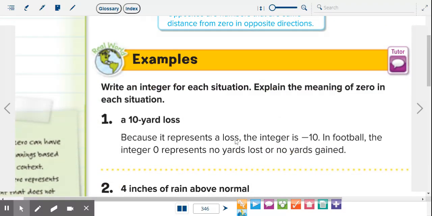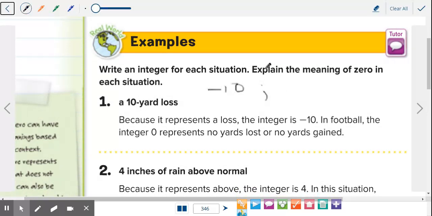Now, this first part, they're going to want you to write an integer for each situation, then you explain the meaning of 0. So number 1, it says a 10-yard loss. So it's like football. We have a 10-yard loss. How would I represent that with a number? What number would we use for a 10-yard loss, Hunter? Negative 10.